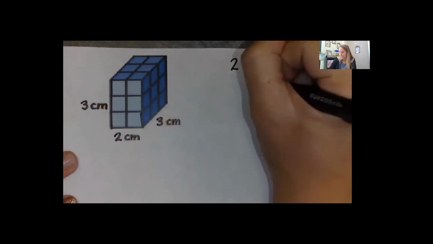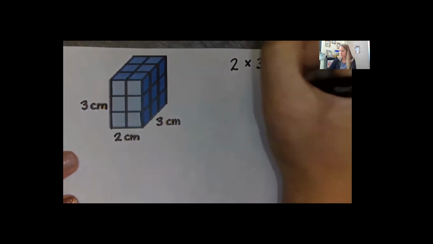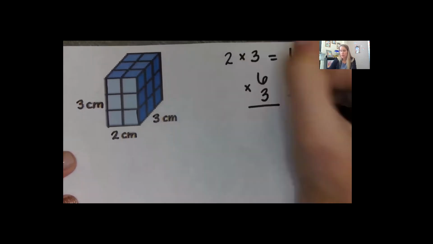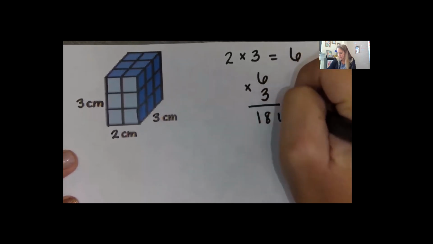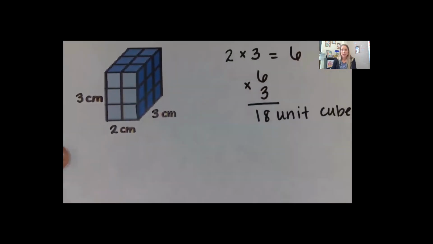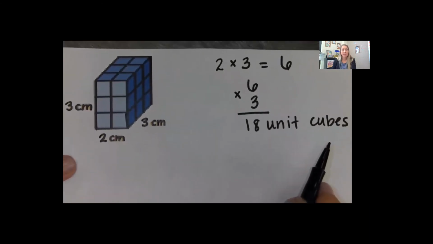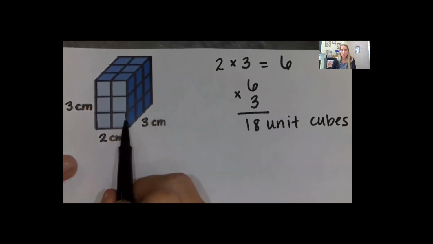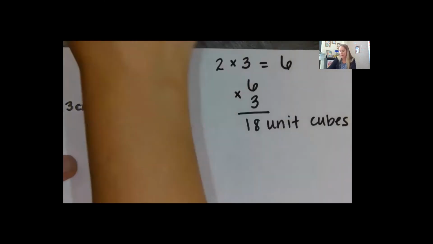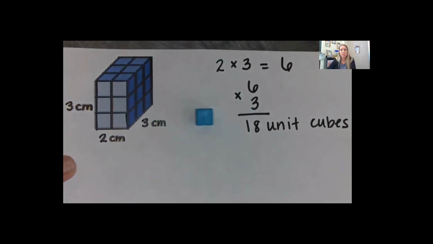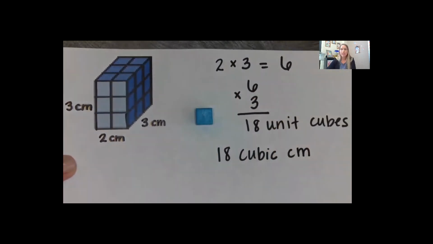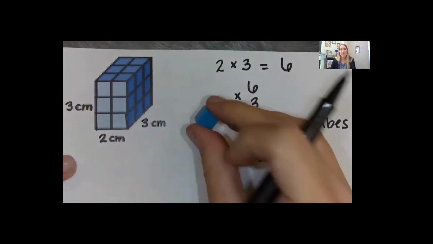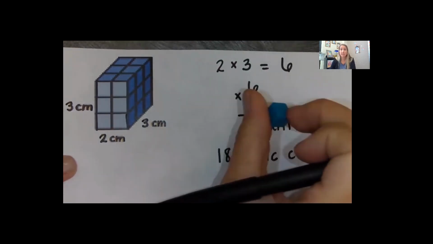Excellent work. So 6 cubes in the bottom layer times 3 layers of 6 gives us a volume of 18 unit cubes. So this figure is made up of 18 unit cubes. If I were to decompose and take this all apart, I would end up with 18 of these little cubes. And so then we would say the volume is 18 cubic centimeters.